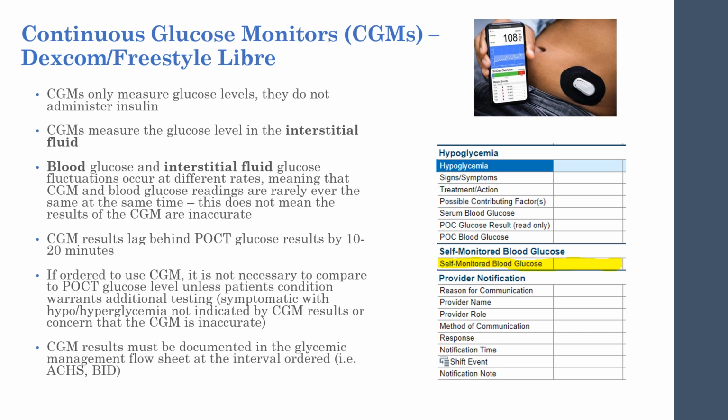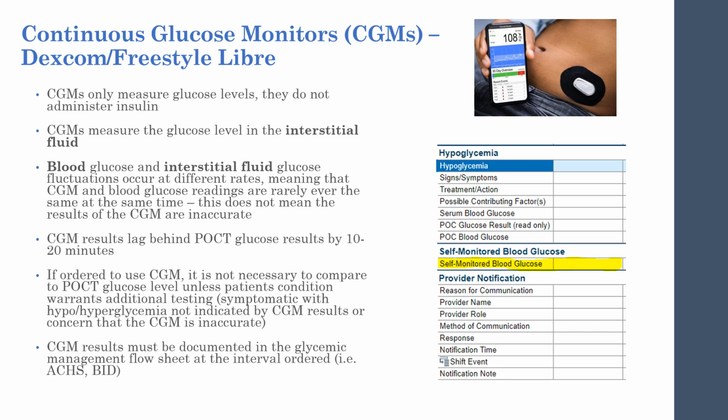Blood glucose and interstitial fluid glucose fluctuations occur at different rates, meaning that CGM and blood glucose readings are rarely ever the same at the same time. This does not mean that the results of the CGM are inaccurate. CGM results lag behind POCT glucose readings by about 10 to 20 minutes.